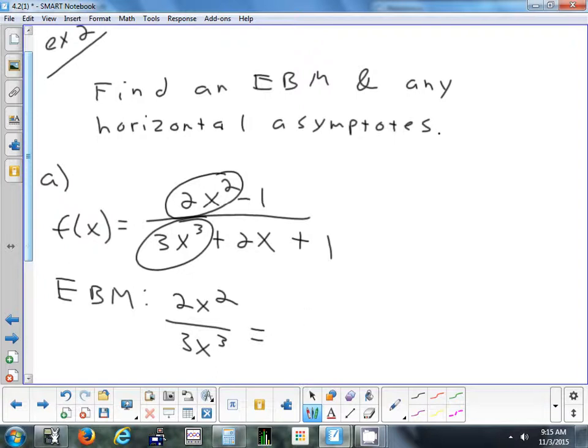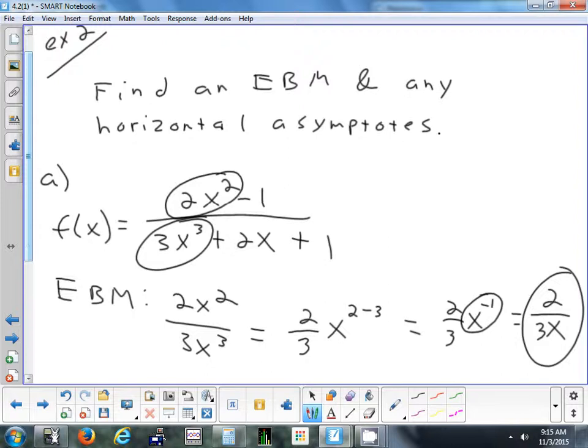All right, so when we simplify it, we've got 2/3 x, and my exponents are 2 minus 3. So what does that give me? 2/3 x to the negative 1. And what does that mean? What do I do with this part right here? Just put it in the bottom. So you make 2/3 times 1 over x. Yeah, you could write it as 2/3 times 1 over x, which is exactly what that is.